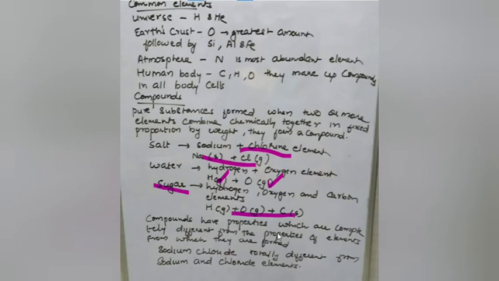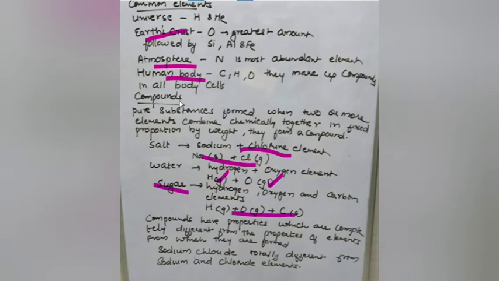So in this we studied the common elements used in the universe, the earth's crust and also in the atmosphere. So what are the elements that are found in abundance? In the earth's crust it is oxygen, in the atmosphere it is nitrogen, and in the human body it is carbon, hydrogen and oxygen.